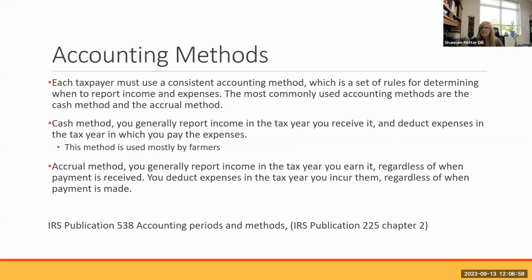So back to taxes, and you're a farm, you're going to file a 1040, that Schedule F form. There are some accounting procedures that you want to make sure that you're aware of and understand. Each taxpayer needs to use a consistent accounting method. In general, there are either cash or accrual accounting methods. Farms most often use the cash method, and that is reporting income in the tax year you receive it and deducting expenses in the year in which you pay the expenses. So that's the cash method.